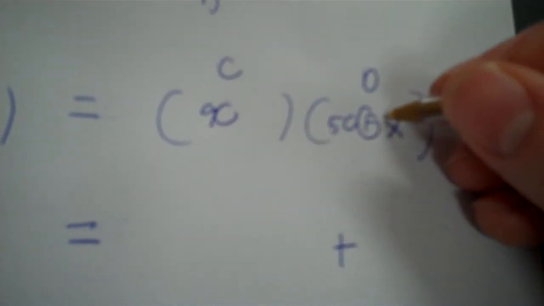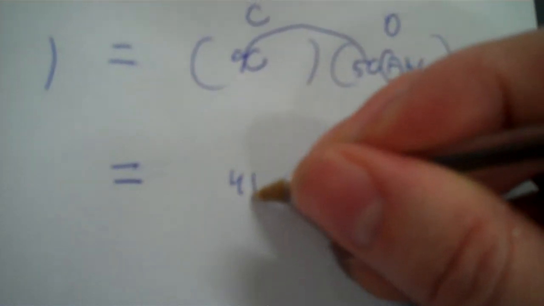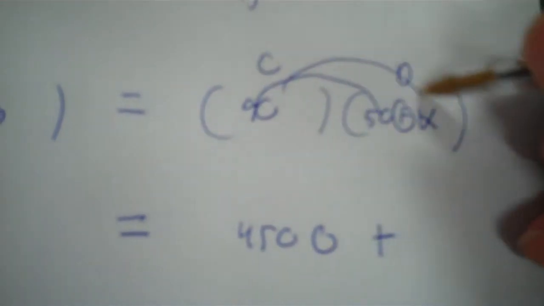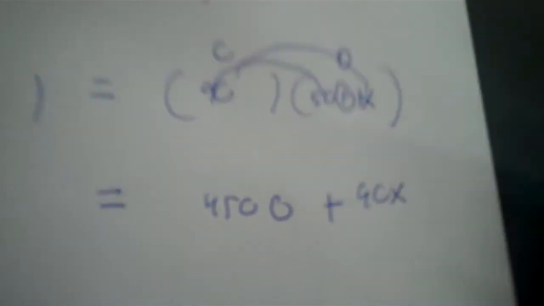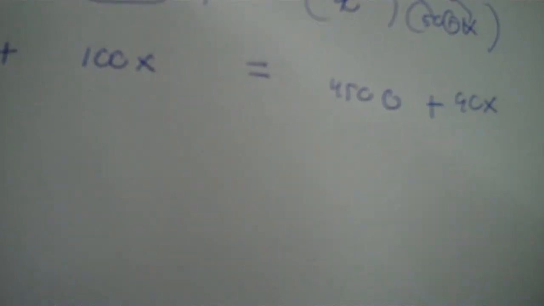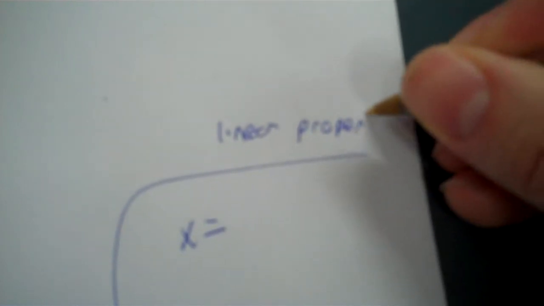Now over on this side, you also have a plus, so you need to distribute to two separate terms. That's one term times two terms. 90 times 50 is 4,500, and then 90 times 1x is 90x. So x is only going to have one answer, so you use your linear properties to solve it.